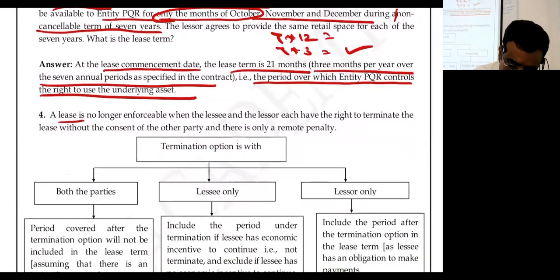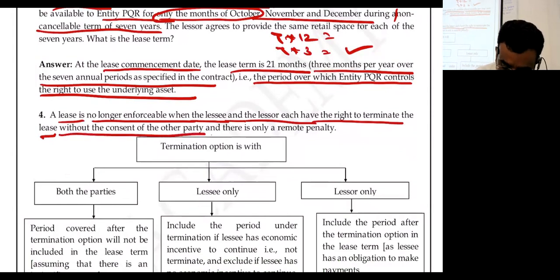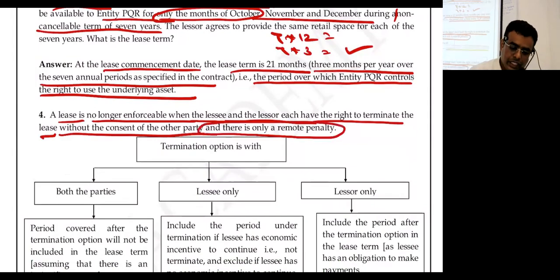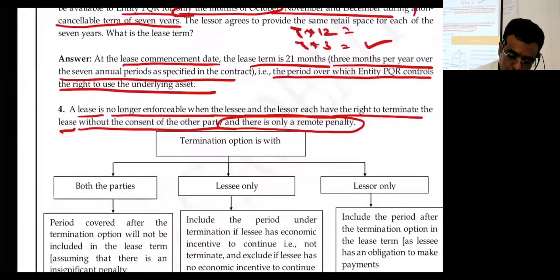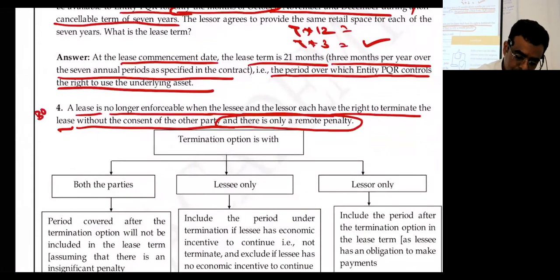A lease is no longer enforceable when the lessee and lessor each have right to terminate the lease without consent of other party, and there is only remote penalty. At the point. The bold பண்ணிருக்கணும், bold பண்ணாம இருக்காங்க. Next point.